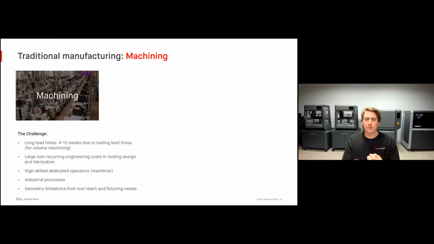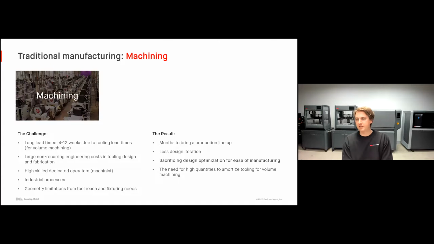Generally, unless it's a very simple shape, machining requires these relatively high-skilled, dedicated operators. You have your dedicated machinists who have lots of experience that can help you produce these complicated shapes. It can be a relatively industrial process. You don't see a lot of industrial CNC equipment in the office environment. You usually have that in a machine shop or a tool shop. And of course, all of you that have designed for machining know you do have some geometry limitations, specifically around what your tools can reach and what your tools are able to produce, as well as what some of the fixturing needs are. The result of these challenges is generally we're seeing months to bring up a production line.